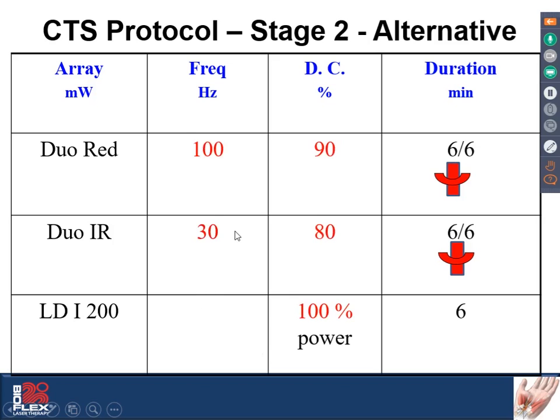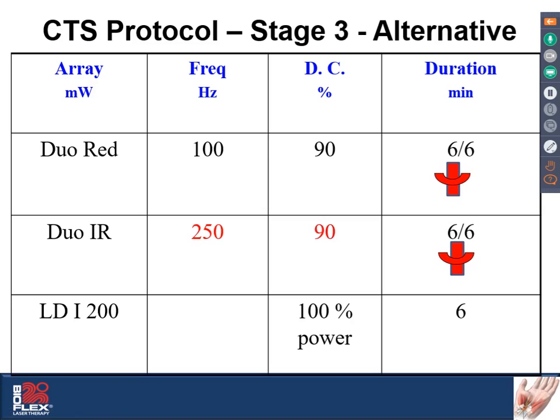Moving on to stage 2, we'll start to tweak it a little bit, start to pulse out the dual red at 100 hertz, 90% duty cycle, and then increase the infrared to 3080 and increase the power of the LDI 200 to 100%. And then in that stage 2, we can increase the frequency of the dual infrared to 5080. Okay, so we're still within that stage 2 boundaries.